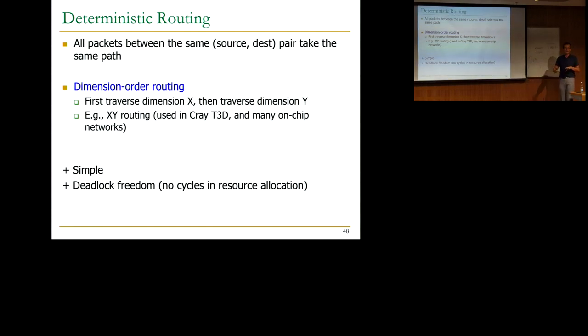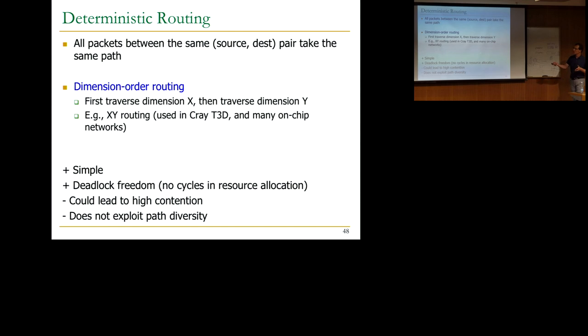XY is nice because of the way it operates: you go through one dimension first and the next dimension after that, and you cannot have a cycle. There's no way you can form deadlock in any pattern, basically, because your routing algorithm restricts where the packets can go.